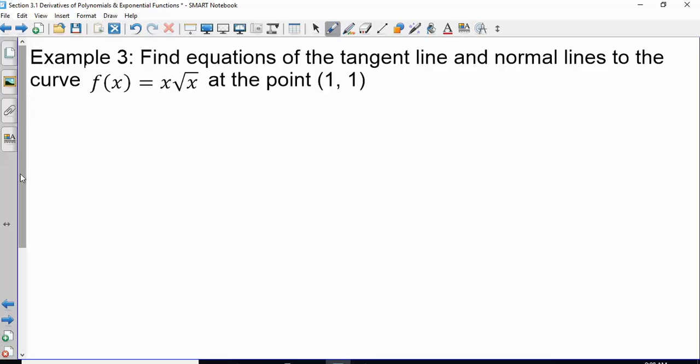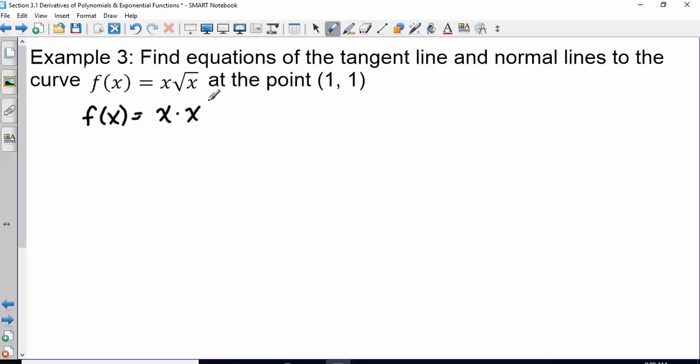tangent lines. And we had to do the derivative to get the slope of the tangent line. We had one on our quiz yesterday. So this time I want the equation of the tangent and the normal line to the function f of x equals x times the square root of x at the point 1, 1. Now again, to do a derivative, we only know how to do it if it's x to a power. So I need to rewrite this.